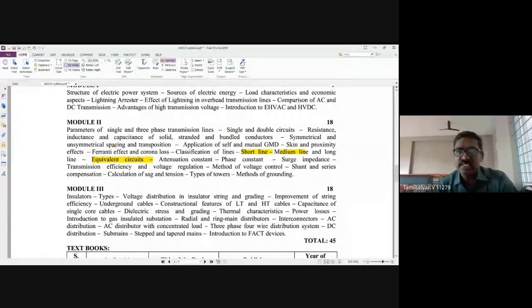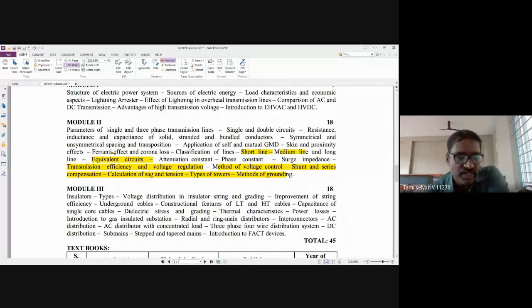Associated with that, we have seen the attenuation constant and phase constant, then the surge impedance. The performance we have calculated in terms of transmission efficiency, voltage regulation and line losses. After that we have seen the methods of voltage control, it means shunt and series compensation. Then the important topic of calculation of sag and tension, and types of towers. These things we have discussed in module 2.